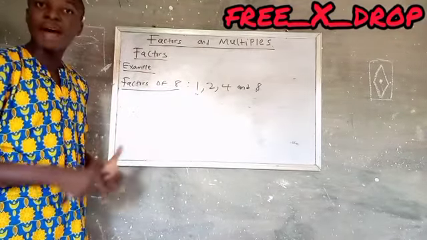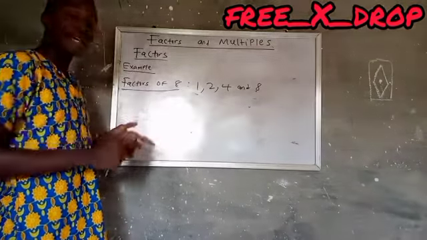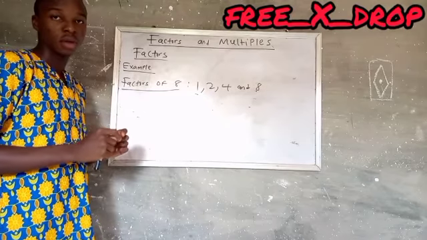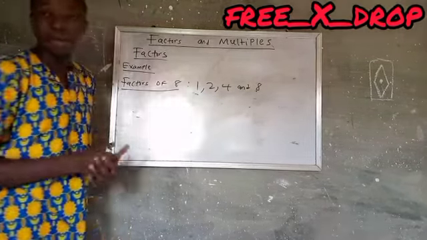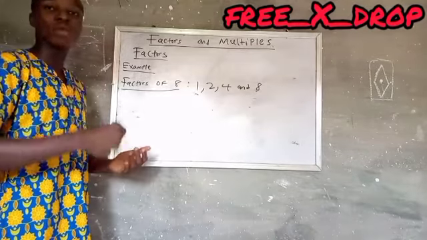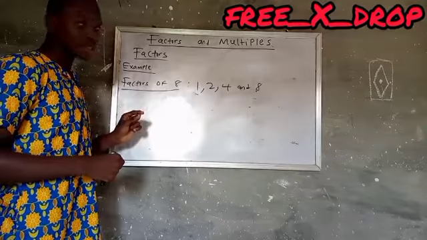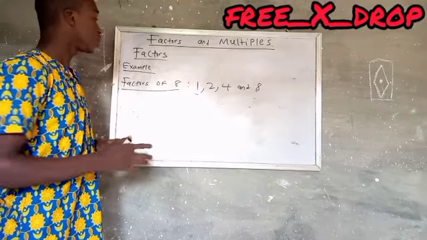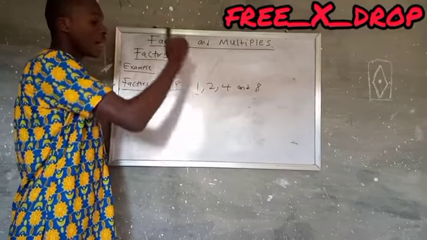The numbers which can divide 4 are the factors of 4. Any number that can divide that number is a factor of that particular number. If they ask you to look for the factor of 1 million, any number that can divide 1 million is a factor of 1 million. So it's as easy as that. So factors of 8 are 1, 2, 4, and 8.